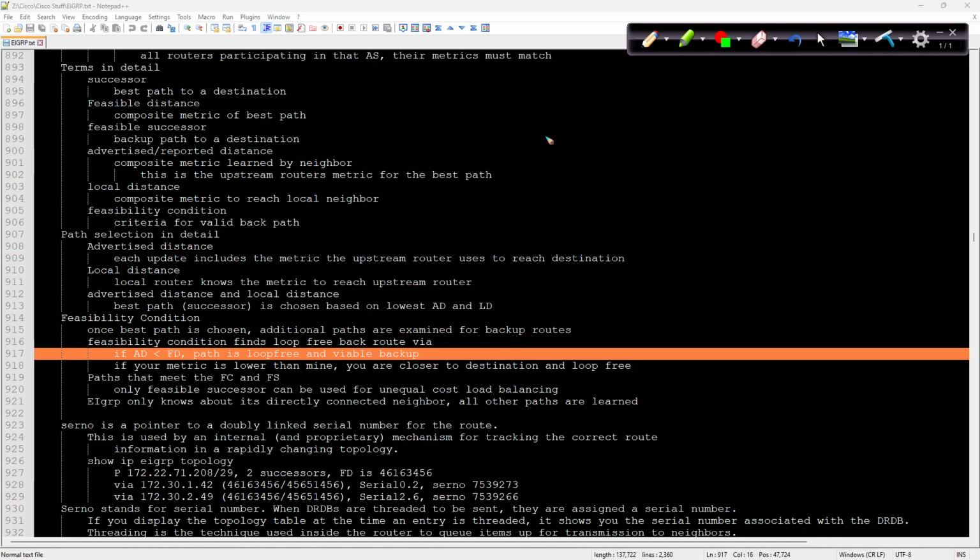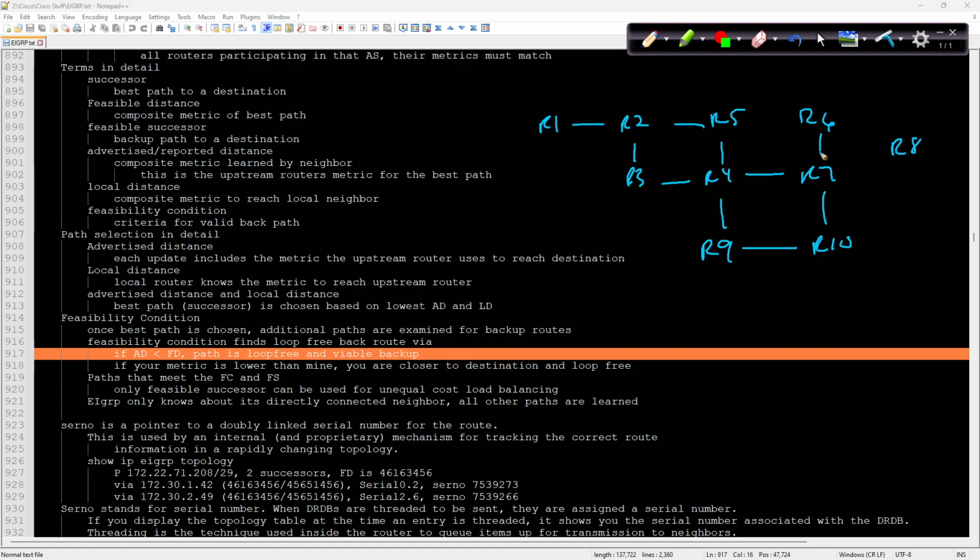So let's say we have R1, R2, R3, R4, R5, R6, R7, R8, R9, and R10. We'll just draw this out real quick, put a bunch of lines together. So let's assume that we are trying to get from point A to point B.